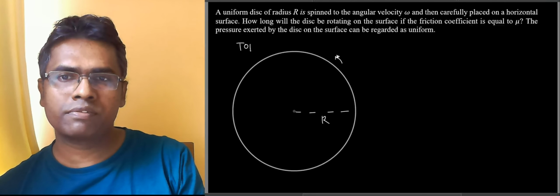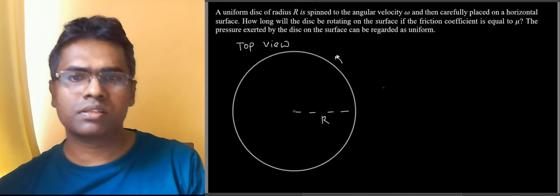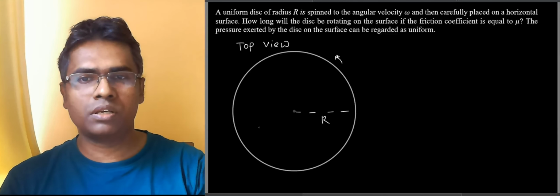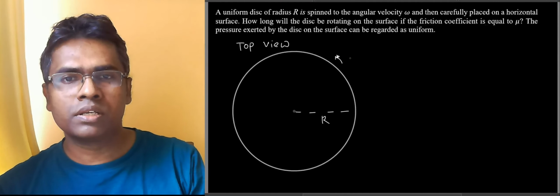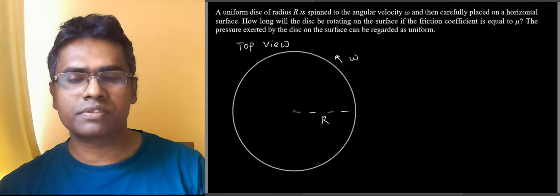Imagine I have placed this disk on a horizontal surface, and that surface corresponds to the black. The disk is given an angular velocity in the counterclockwise sense. We are asked to find how long this disk will be rotating on this surface.